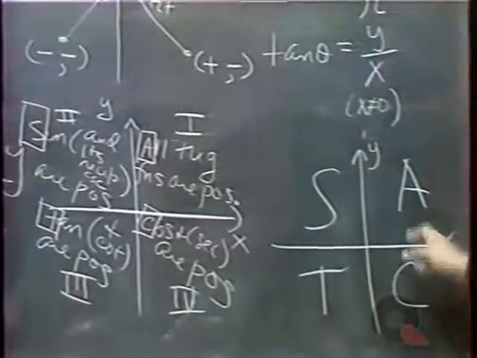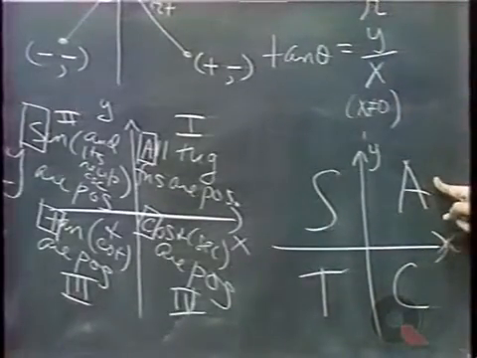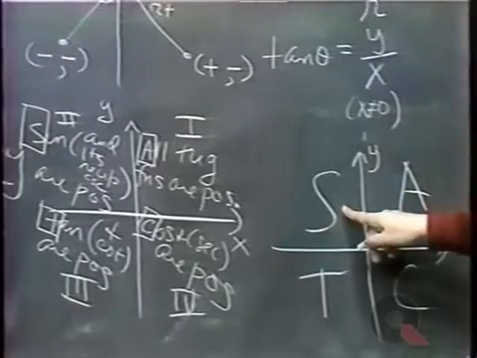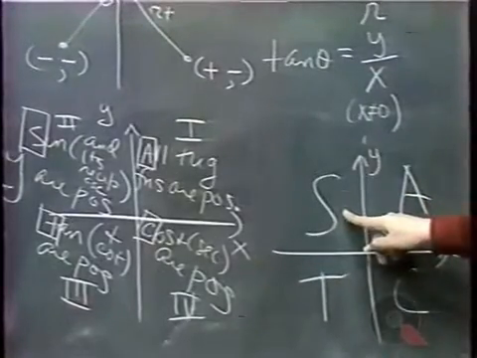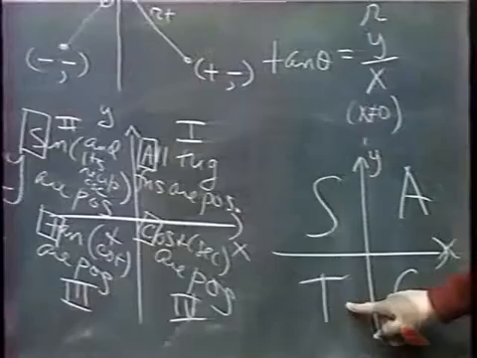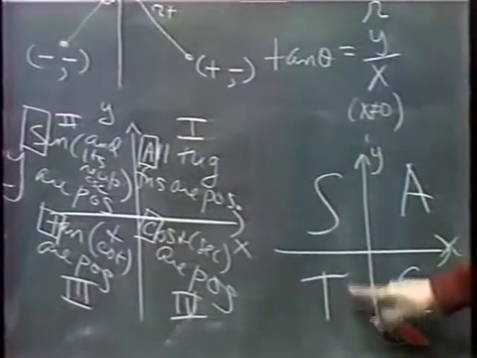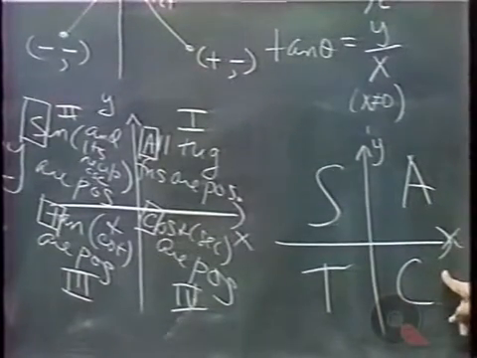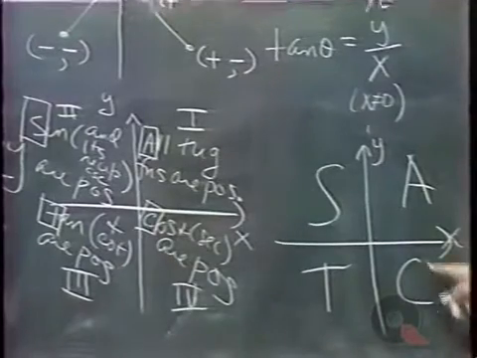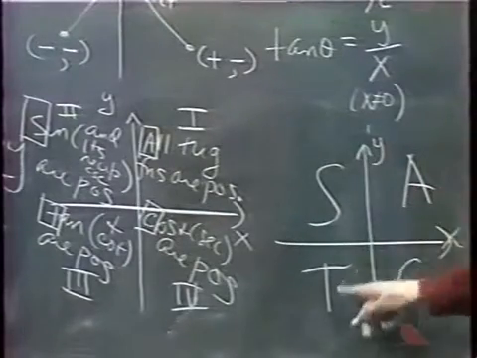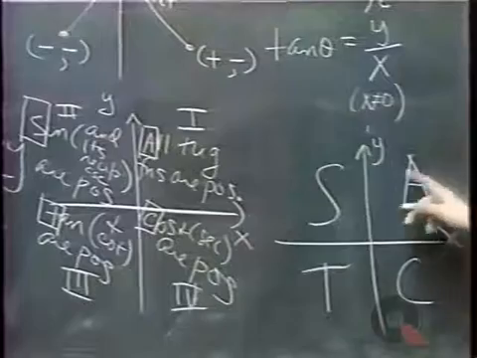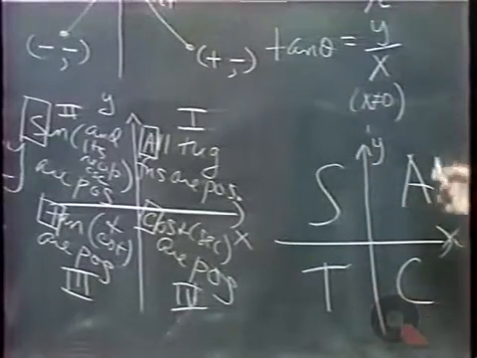ASTC means that all trig functions are positive in the first quadrant. The sine and its reciprocal, cosecant, are positive in the second. The tangent and its reciprocal, cotangent, are positive in the third quadrant. Cosine and its reciprocal, secant, are positive in the fourth. Okay? You could say "All Students Take Calculus," or "Albany State Teachers College," or whatever mnemonic.